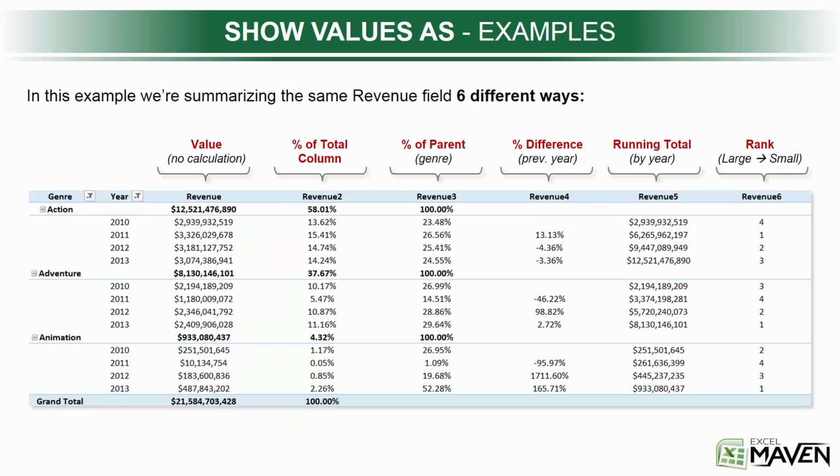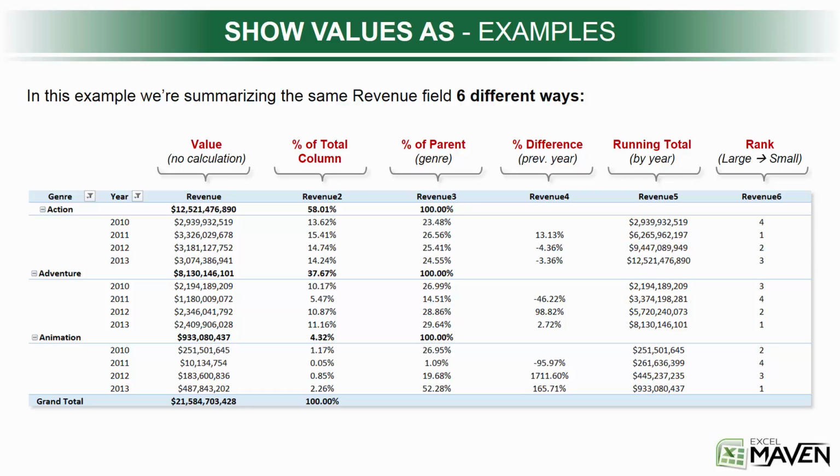So in this slide, I lay out a few examples. And this is a really nice way to just demonstrate how the same metric, in this case revenue, can be displayed 6 different ways to reveal all sorts of different insights that you can't get with the raw numbers alone. So to set the stage a bit, we're looking at ticket sales or ticket revenues by genre, by year, over a 4-year period. And our first revenue column there is kind of the default, no calculation column. So that's just the total sum of revenue for each of those years and genres. But as we move to the right, we'll see 5 additional iterations of that revenue field, each with a different show values as calculation applied to it.